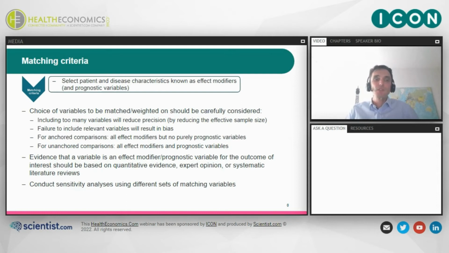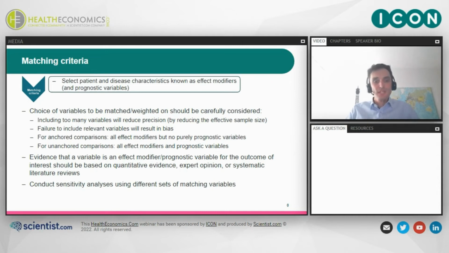Overall, the recommendation is that for anchored comparisons, that is where you have a common comparator arm, you should adjust for all effect modifiers, but not for purely prognostic variables. This is in order to avoid over-adjustment and to avoid inflation of standard errors. Whereas for unanchored comparisons, the recommendation is that all effect modifiers and prognostic variables should be considered.